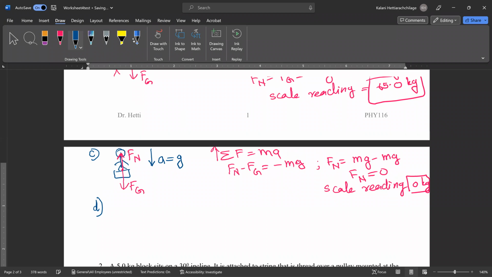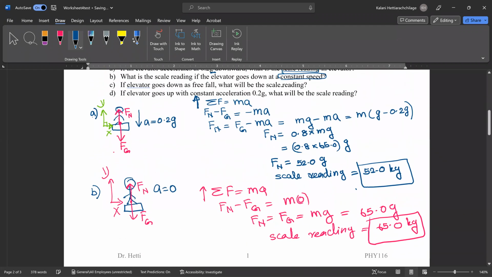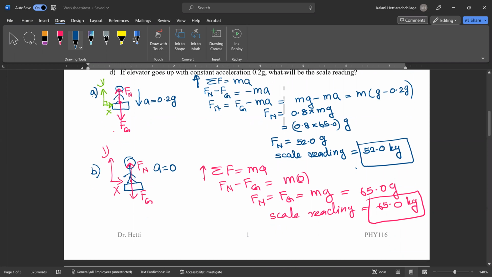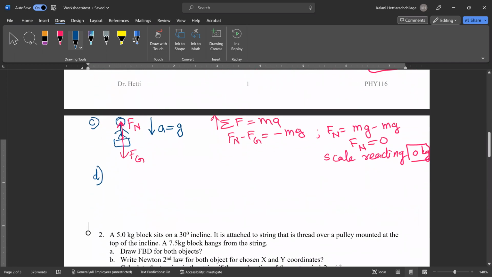And let's move into part D. In part D, the elevator goes up with a constant acceleration of 0.2 g. Now the elevator is going up, right? So you have the same free body diagram, a person sitting in the elevator, and we have the force of gravity and the normal force, and now the acceleration is upward, with a value of 0.2 g.